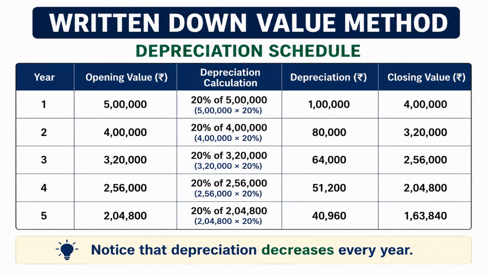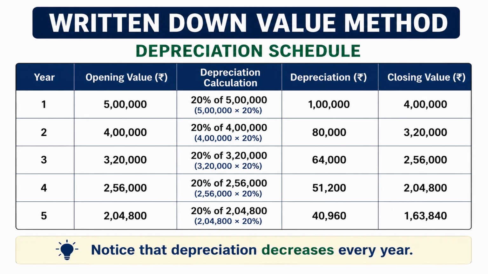Year 1. Depreciation is equal to 20% of 5 lakhs rupees, is equal to 1 lakh rupees. Closing value is equal to 4 lakhs rupees. Year 2. Depreciation is equal to 20% of 4 lakhs rupees, is equal to 80,000 rupees. Closing value is equal to 3,20,000 rupees.